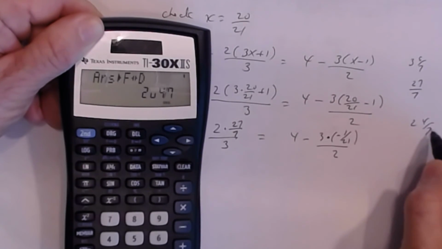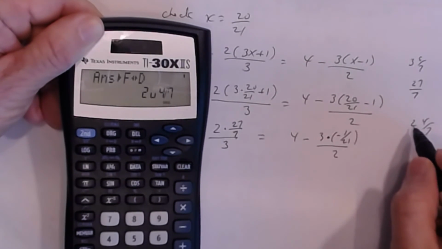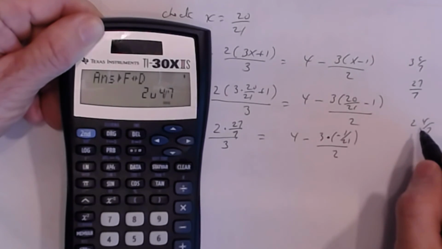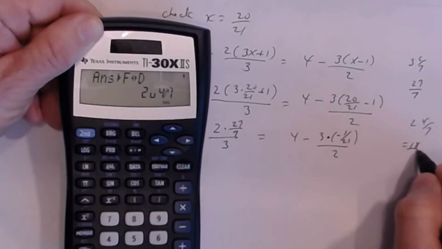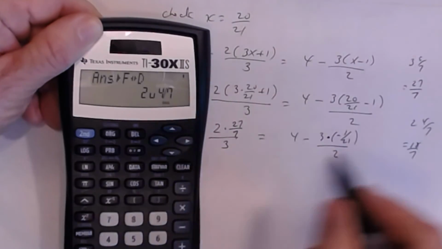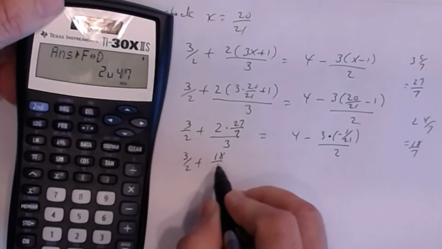And then I'm going to change this to an improper fraction. 7 times 2 is 14. 14 plus 4 is 18. So this is 18 over 7. So I get 18 over 7 here.